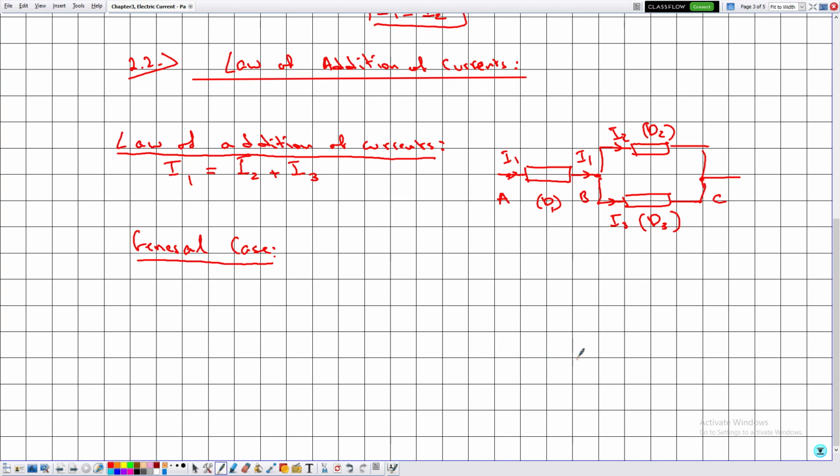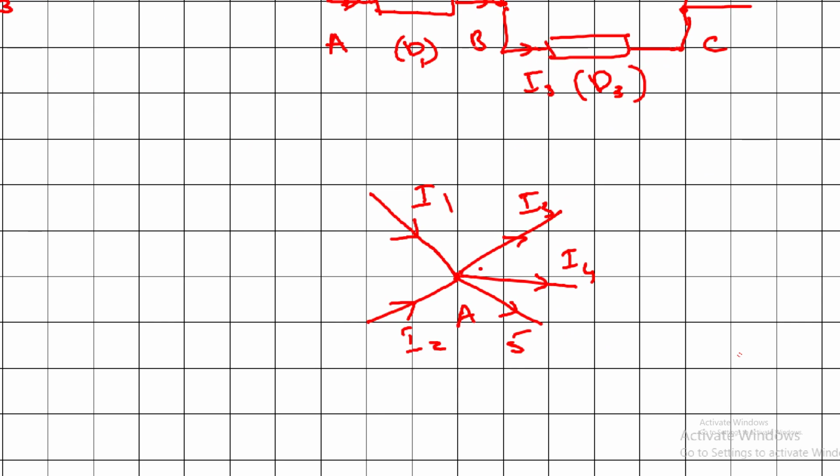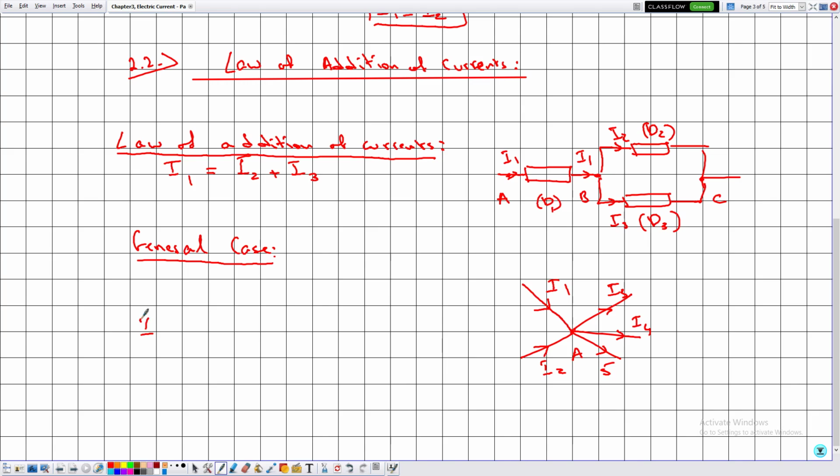Suppose that we have a node or a terminal A, and suppose that A is given by several branches. So this is the point A, and suppose here that we have current I1, current I2, current I3, current I4, current I5. Notice that in this case, the currents entering the point A are I1 and I2. So we say that I1 plus I2 is equal to the current leaving the point A.